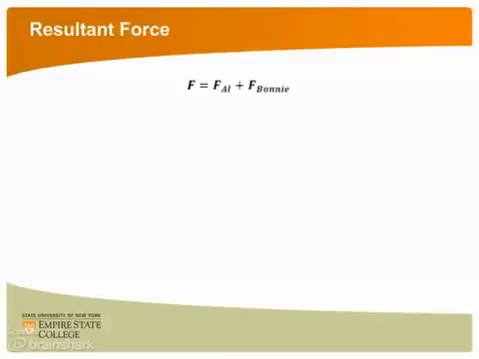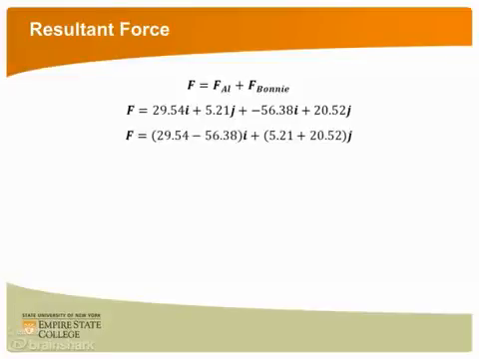To find the resultant force, we add the position vectors for Al's and Bonnie's forces. We insert the values we just found for those position vectors, and rearrange so we can combine the x direction and y direction components. Doing the addition, we get the position vector for the resultant force. Now we want to shift this back to the magnitude and direction of the resultant force.